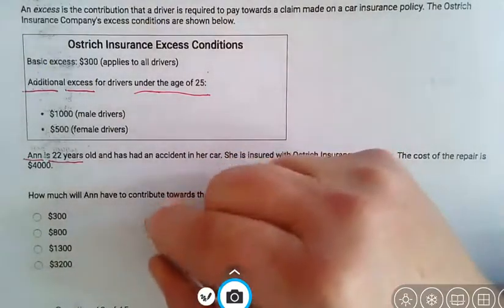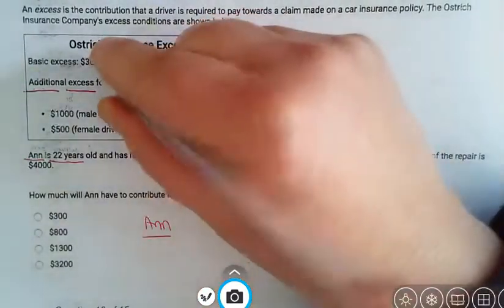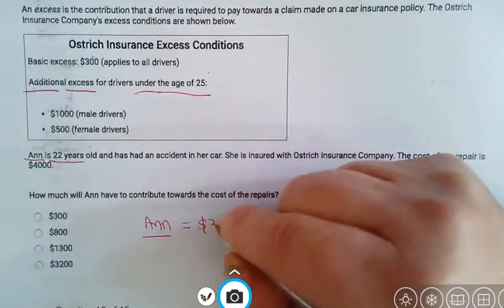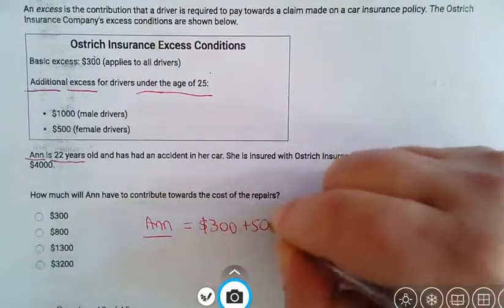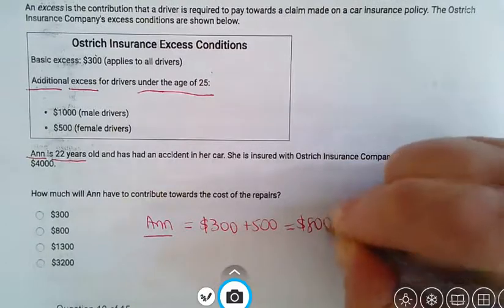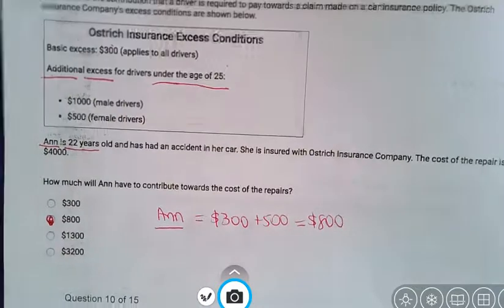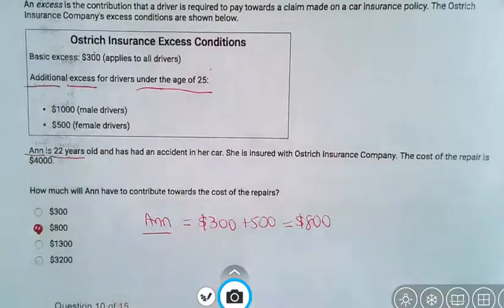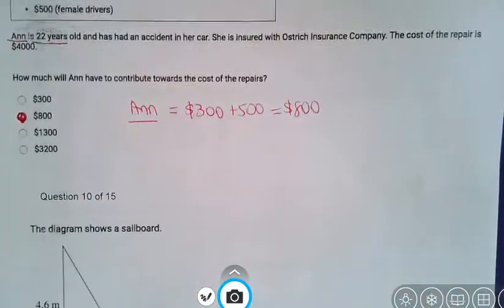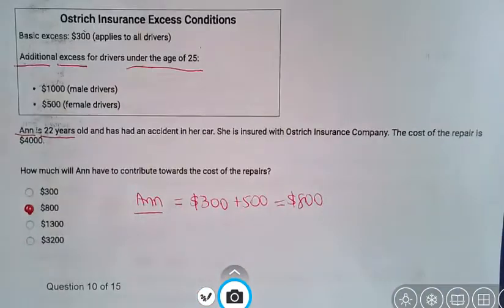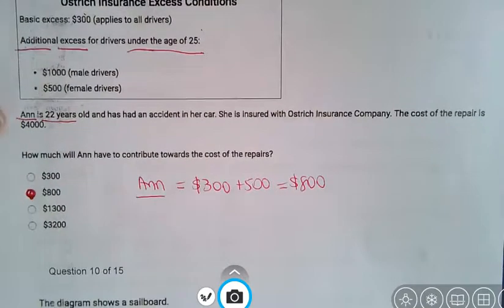But what does Anne have to pay? The 300 plus the 500. So all she's got to do is pay the 800. Okay. She doesn't have to pay the $4,000 that it costs. Your insurance company pays for that. Okay. All right. So you only pay the excess, not the cost of the repair. The next one, question 10.